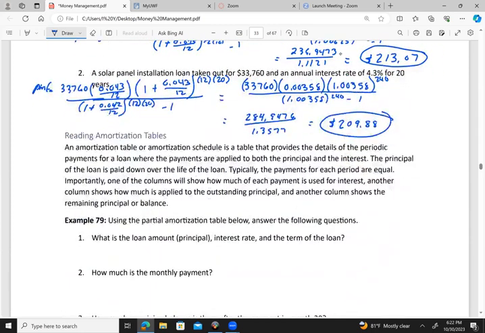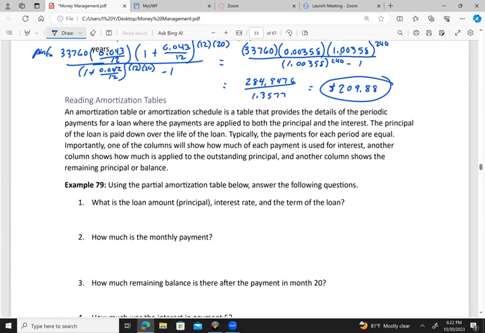So the next thing we look at is the amortization table or schedule. The table that provides the details of the principal payments for a loan where the payments are applied to both the principal and the interest. Principal of the loan is paid down over the life of the loan. Typically, the payments for each period are equal. Importantly, one of the columns will show how much of each payment is used for interest. Another column shows how much is applied to the outstanding principal, and another column shows the remaining principal or balance.